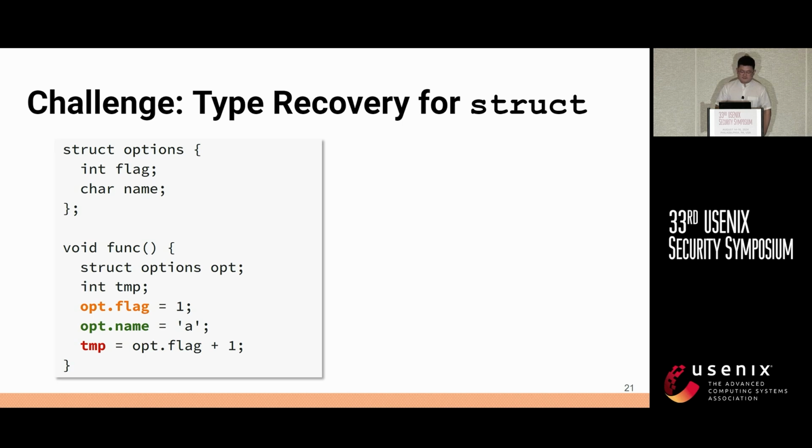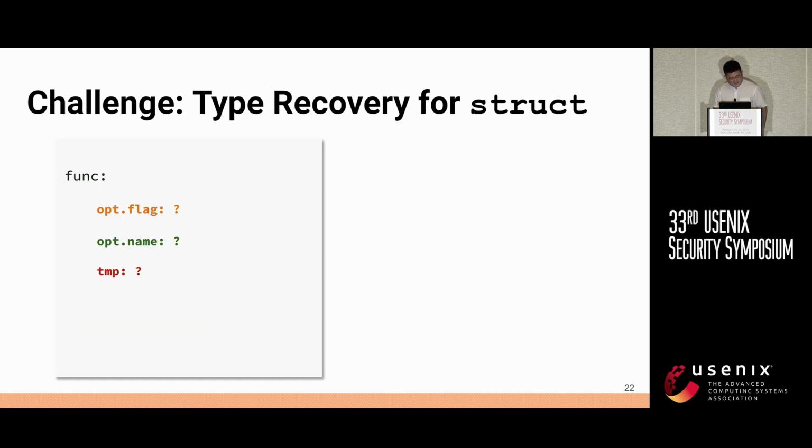So we have solved many challenges in our paper. One of them is the type recovery for structure type. Let's still take the same example here, which involves 3 variables: .flag, .name, and temp.